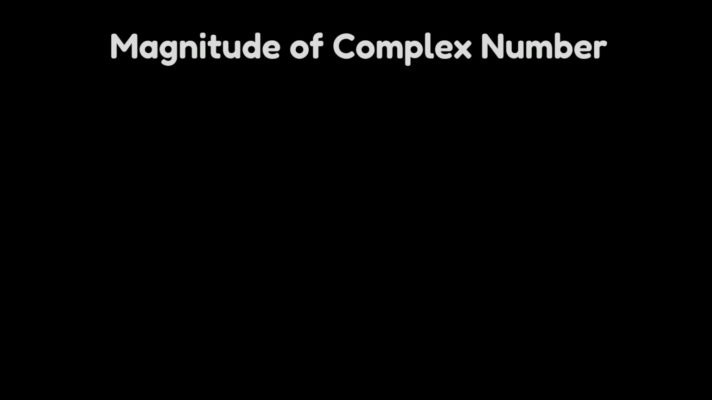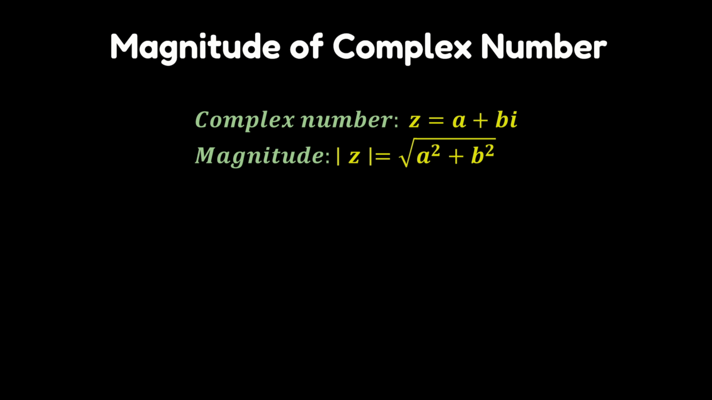The magnitude of a complex number is just like the length of a vector. For z equals a plus bi, we can write the magnitude like this. In quantum computing, the magnitude of a complex amplitude corresponds to probability.